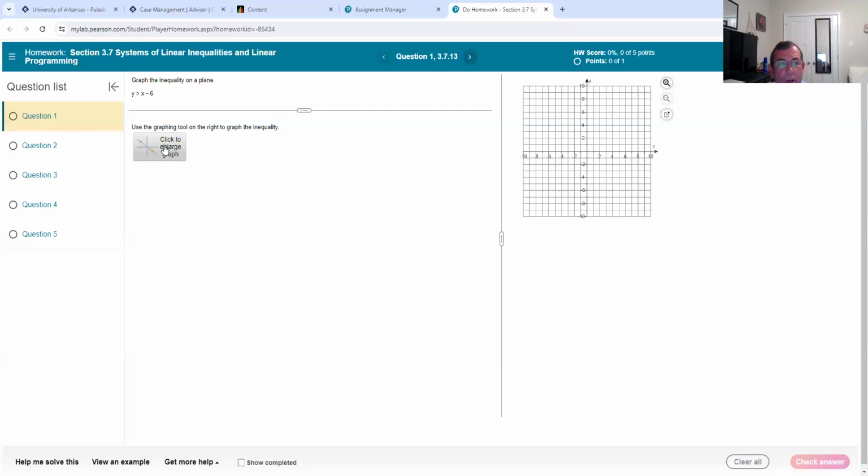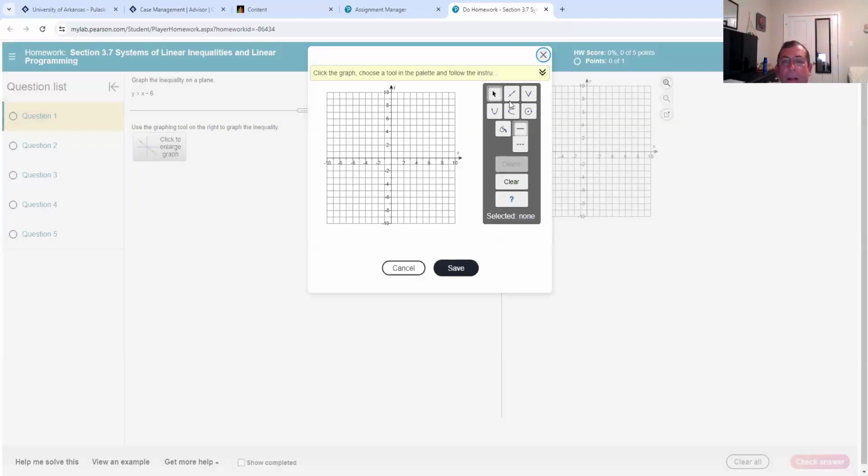So I'm going to click on Enlarge Graph. I'm going to choose the line tool first. Now, if you notice by the paint can, you got a solid line. By default, it's on the solid line. Well, remember, I needed the dash line, so I'm going to click the dash line. And then I'm going to plot my 2 points.